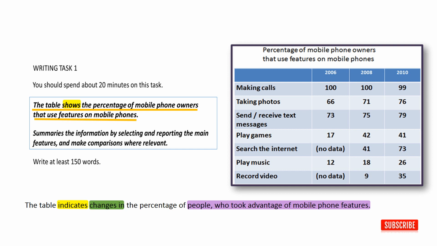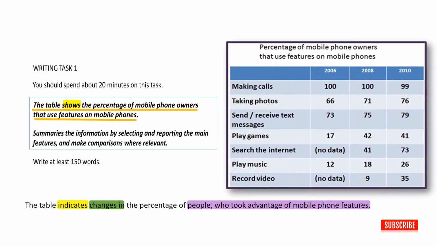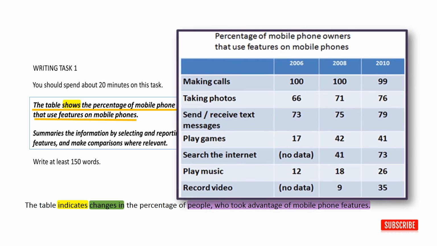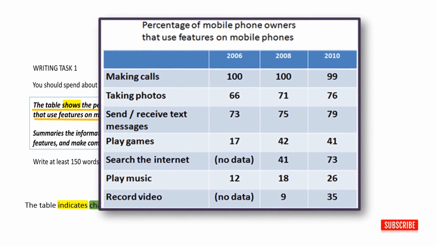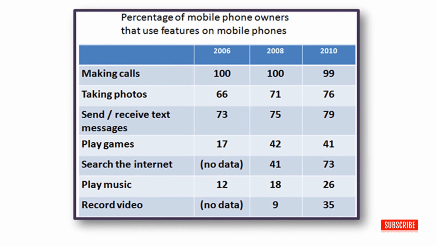Now, let's focus on how to write an overview. Before we write an overview paragraph, we should focus on general trends. We should pay attention to the upward trends and downward trends. But you shouldn't mention figures in this paragraph. Now, what is the most notable trend in this table? Try to find it. I'll give you a couple of seconds.